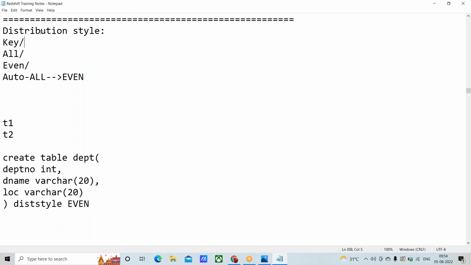Now, it is very, very important to select a proper distribution style. Now tell me, what is skew? Tell me what is skew. Not evenly distributed.